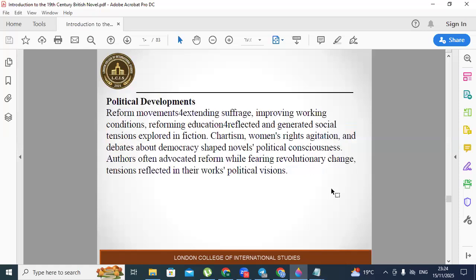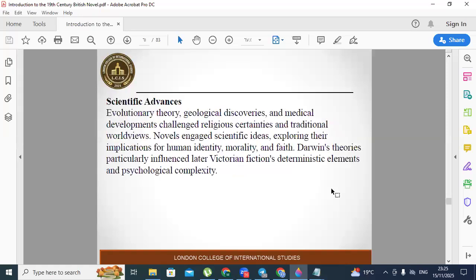Political developments: reform movements extending suffrage, improving working conditions, and reforming education reflected and generated social tensions explored in fiction. Chartism, women's rights agitation, and debates about democracy shaped novels. Political consciousness: authors often advocated reform while fearing revolutionary change, tensions reflected in their works' political visions.